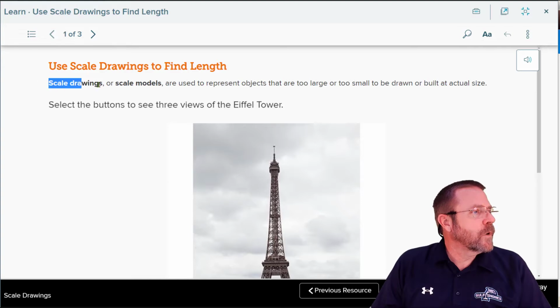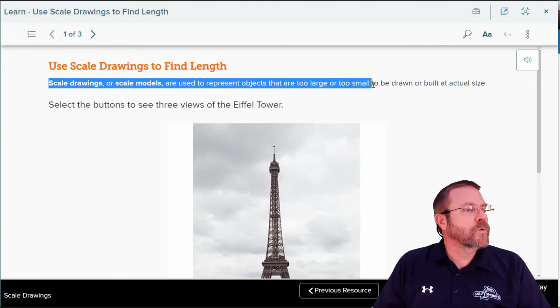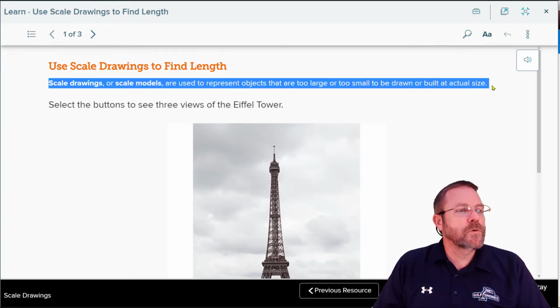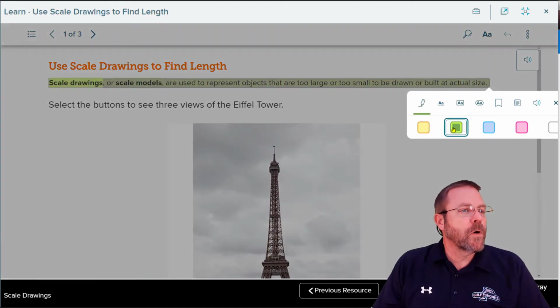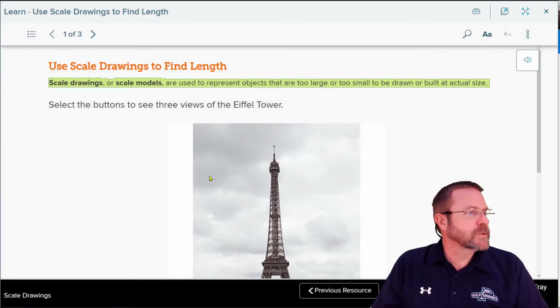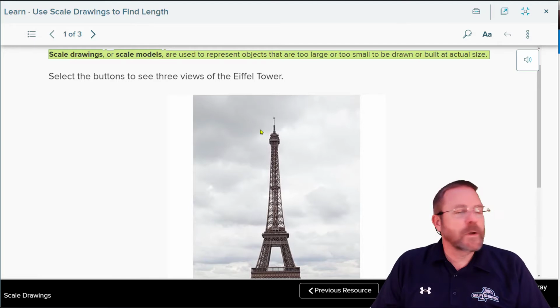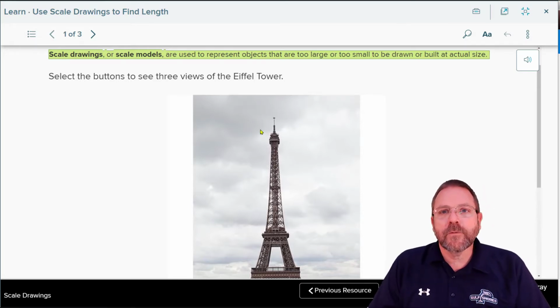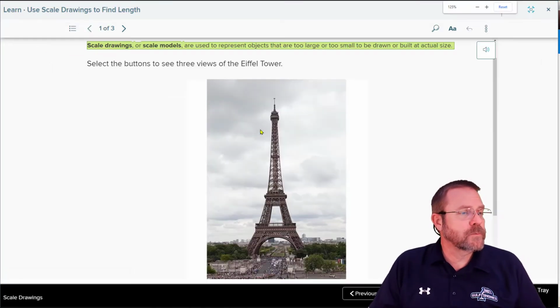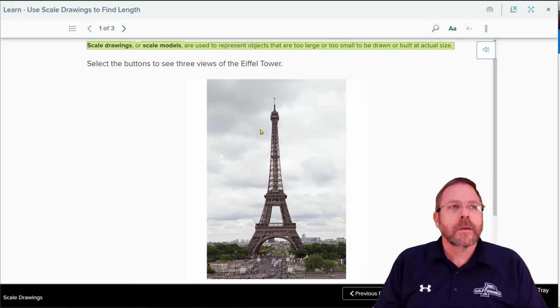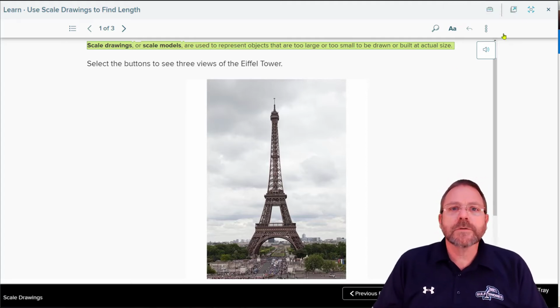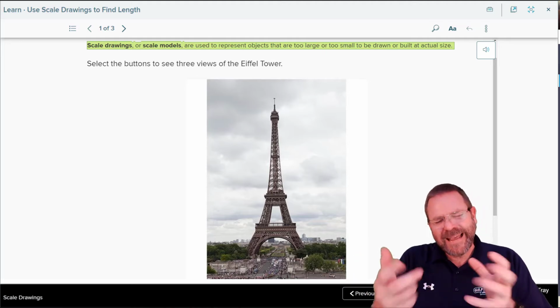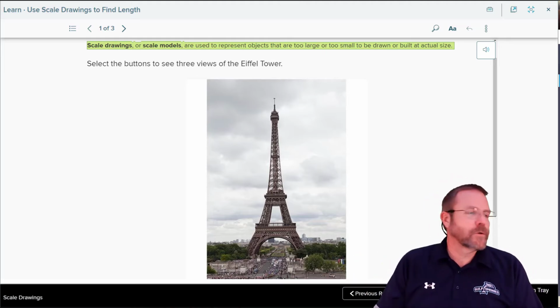Scale drawings, also known as scale models, are used to represent objects that are too large or too small to be built at an actual size. For example, if we wanted to represent the Eiffel Tower, we couldn't really just put it there. After all, the Eiffel Tower would be just a little bit large to sit on our desk, wouldn't it? We'd have to have something a little bit smaller, a scale drawing to do it with.